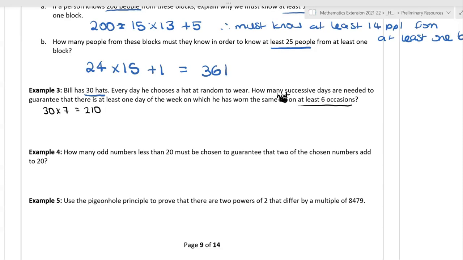So how do we write that out, thinking about the pigeonhole principle? Imagine he runs through the 210 combinations 5 times, not repeating any of them. 1 more will mean that he has to have a repeat. And now we've got our minimum number of days to make sure that he's repeated something on 6 occasions. Let's grab my calculator, and we've got 1,051 successive days. A little bit tricky, that one, I think.